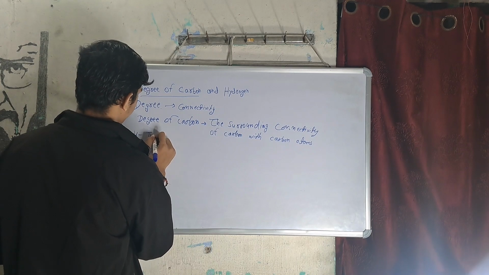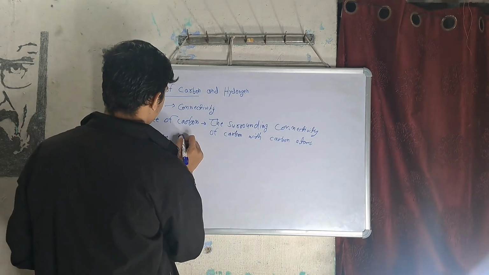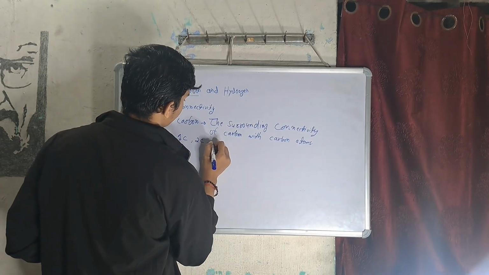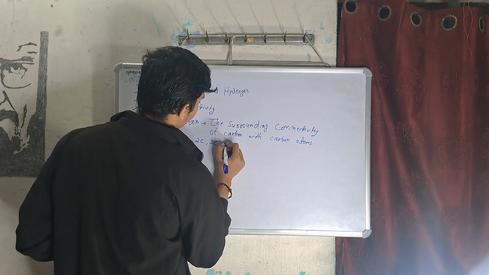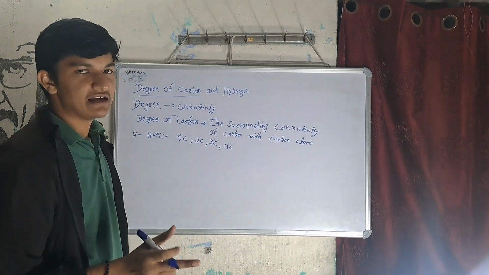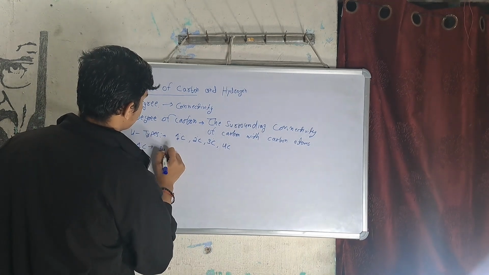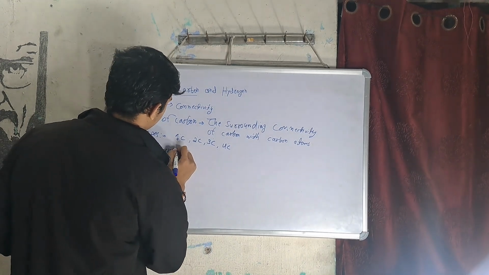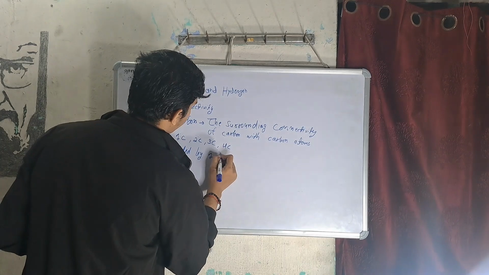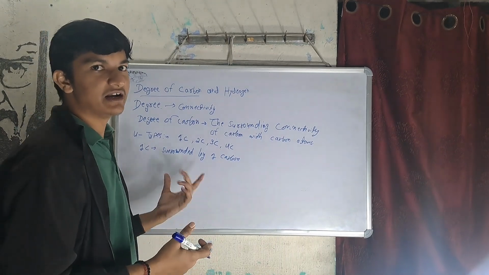Four types. First is 1 degree carbon. Second is 2 degree carbon. Third is 3 degree carbon. Fourth is 4 degree carbon. Here 1 degree carbon is surrounded by one carbon. That's why it is called 1 degree carbon.